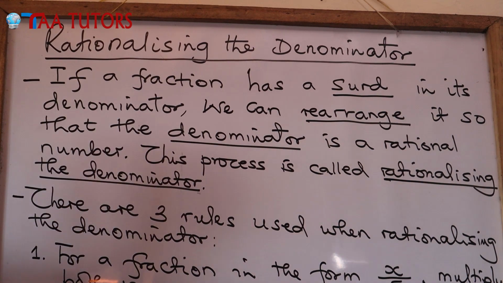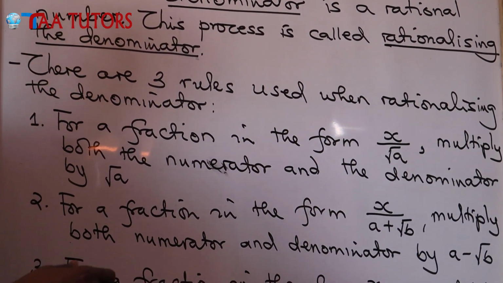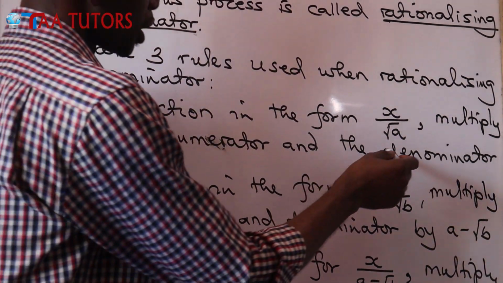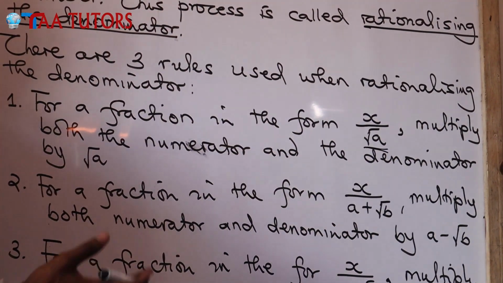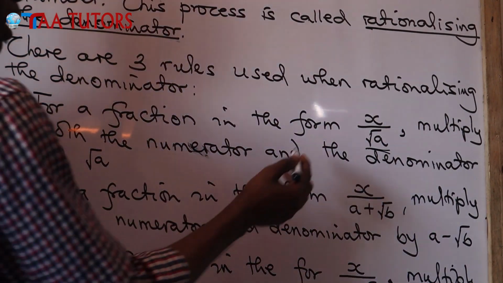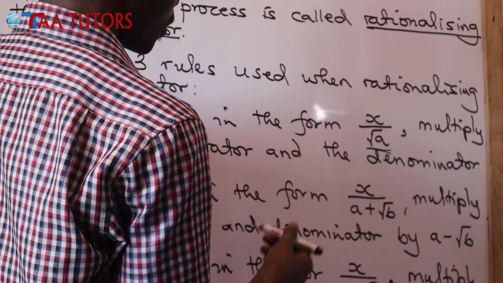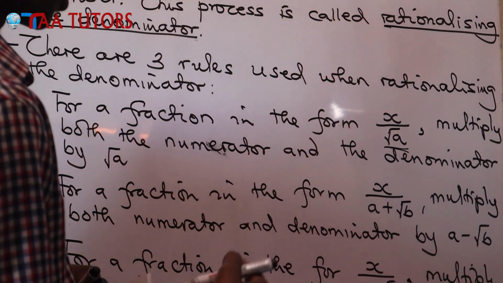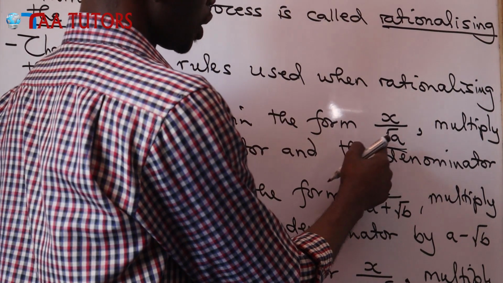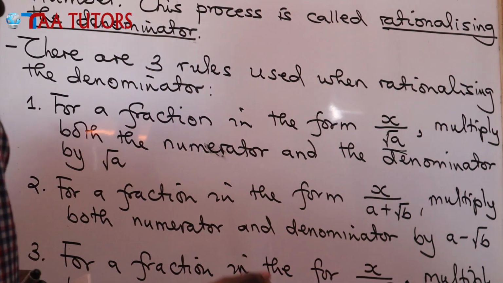Now we have three rules that are going to guide us when we are doing so. The first rule deals with when the denominator is only one surd, surd A. For example, if you have a fraction in the form of x, where x can be any number, divided by surd A, then for us to rationalize the denominator, we have to get the conjugate of that denominator. The conjugate of the denominator is a number that if you multiply by it, the surd will not be there. And that is very easy.